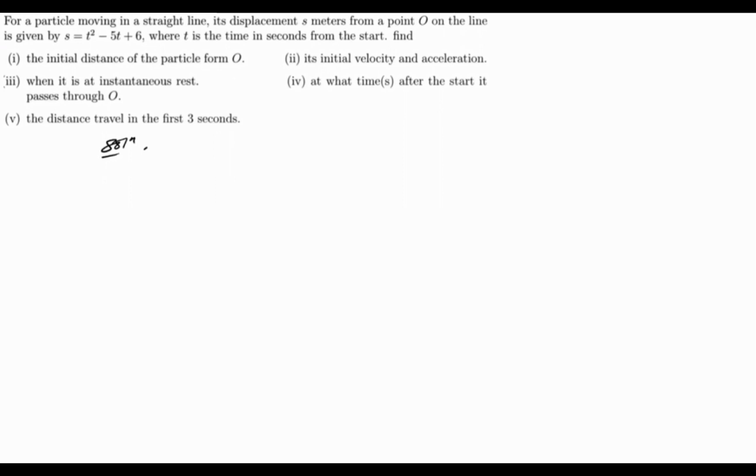To find the initial distance of the particle from the origin, we need to find the value of s when the time is equal to 0. So if we substitute for t in s equals t squared minus 5t plus 6, we'll end up having s equals 0 squared minus 5 times 0 plus 6, which implies that the initial distance of the particle from the origin will be s equals 6.